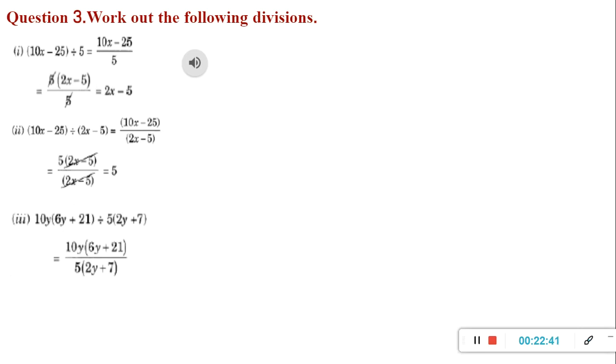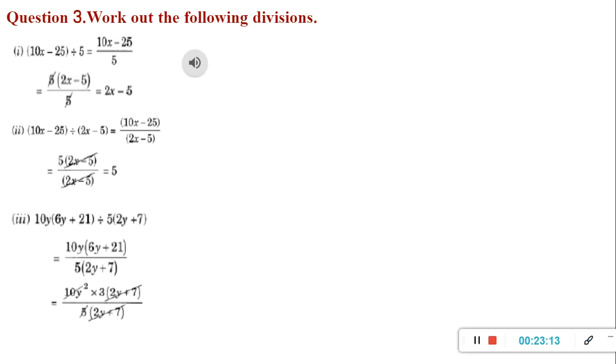Here 5 we can cancel it in 10 two times, right? Now you see 2y plus 7 is the denominator. Now next we can see if we are getting numerator also the same factor. Let's see. 6y plus 21, we can see that 6y can be written as 3 into 2 into y and 21 can be written as 3 into 7, right? So we can take 3 as common outside. Then what will be left out? 2y plus 7. That is our denominator. So we can get it cancelled.